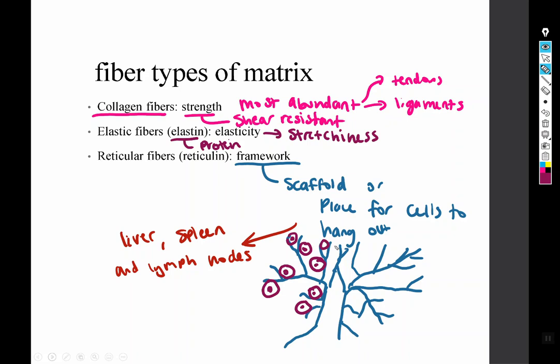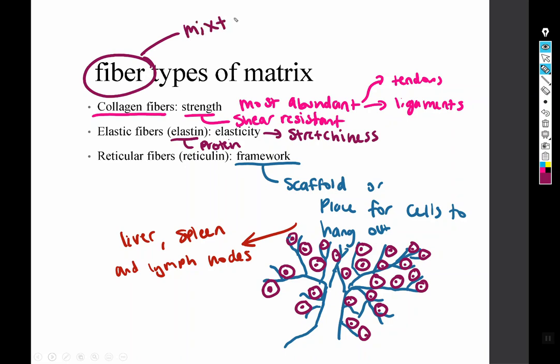So the cells are free to let go of the branches and move around if they want to, but they don't have to. And so the reticular fibers made of reticulin, which is the blue I'm drawing here, are just a place for the cells, which are all these little purple guys, to sort of chill in. And you'll see that when you look at a section of the spleen or of the liver. So that's the purposes of the fiber types. And then many of the connective tissues have a mixture of these, and the way that mixture is arranged determines what kind of connective tissue it is.